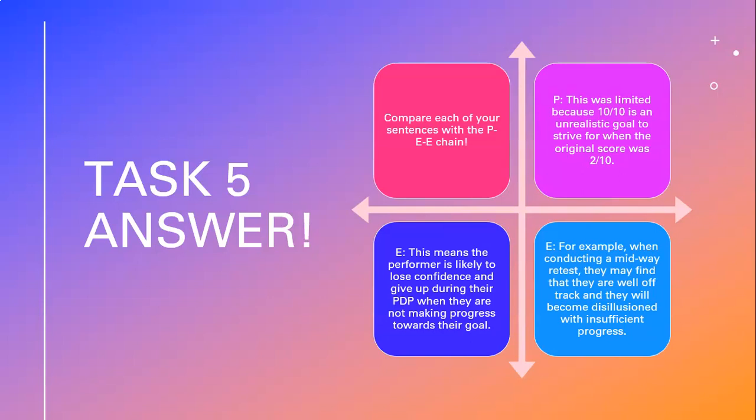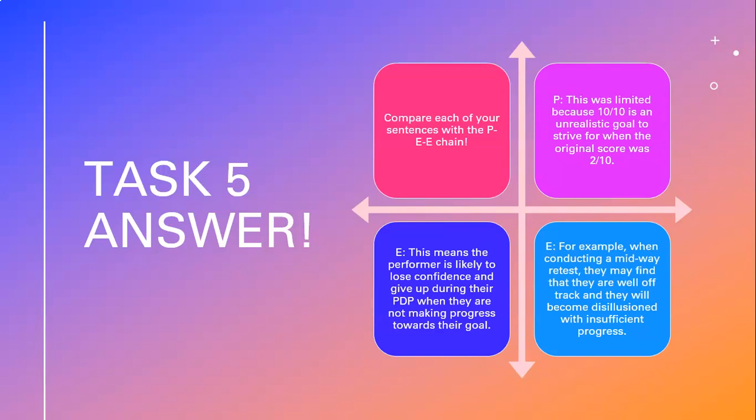So let's break that down. 10 out of 10 is unrealistic. Okay, so if somebody is reaching for an unrealistic goal, they're unlikely to reach it. It's too high. So what? They lose confidence. So what? You then give up. If you're not confident and you're not reaching your goal, you'll give up. So what? Well, if you give up, it means you're not going to make progress towards your goal and your performance is not going to improve. By continuously asking yourself, so what, it allows you to take each answer a step further.